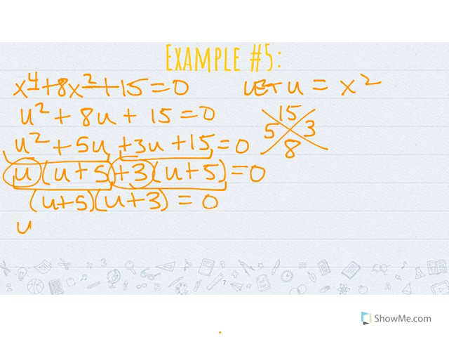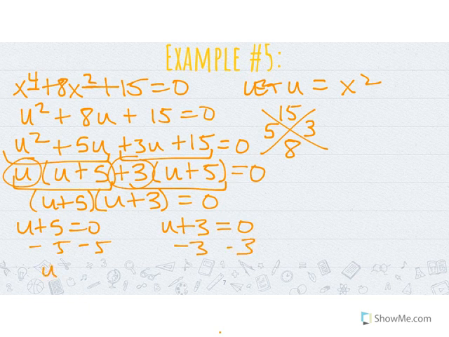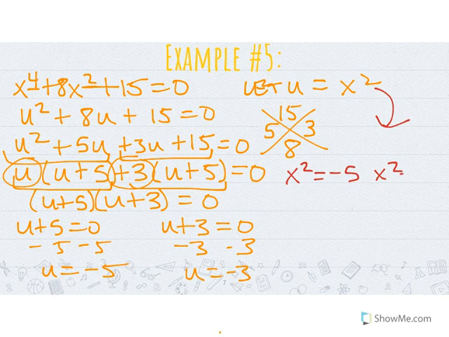Once I got down there, I'm going to now solve each of these and set them equal to 0. And then this is when I'm going to solve them, getting u by itself, and I have u equaling a negative 5 and u equaling a negative 3. Now I need to substitute my x squared back into both of those equations. So I have an x squared equaling a negative 5 and an x squared equaling a negative 3.